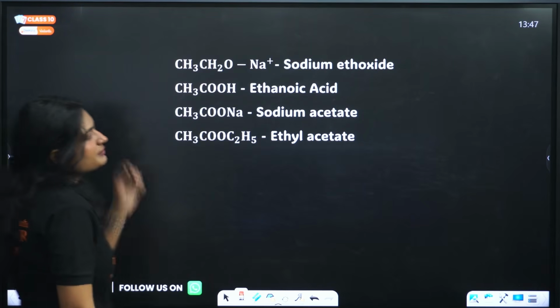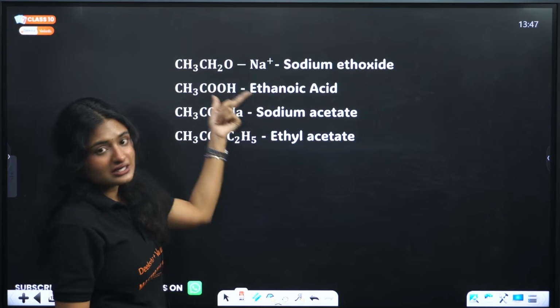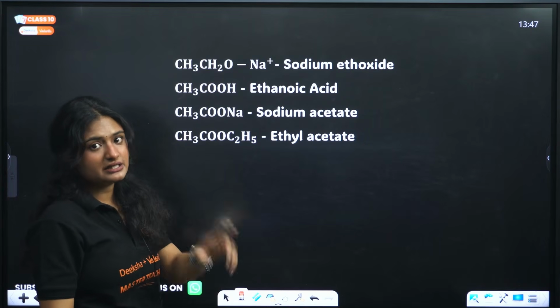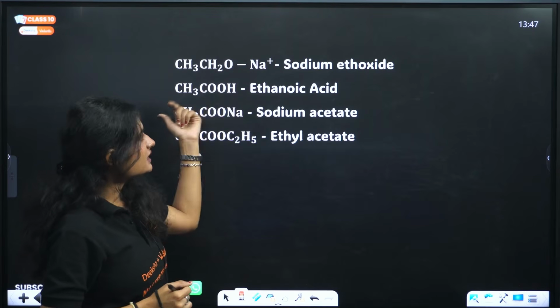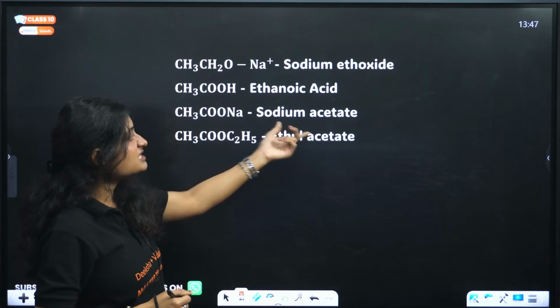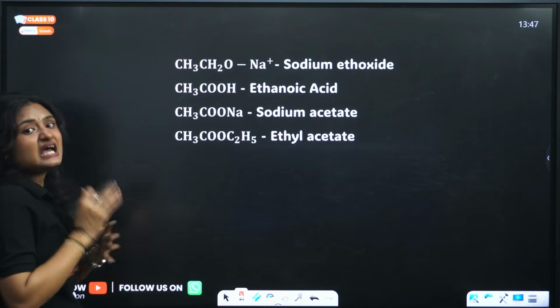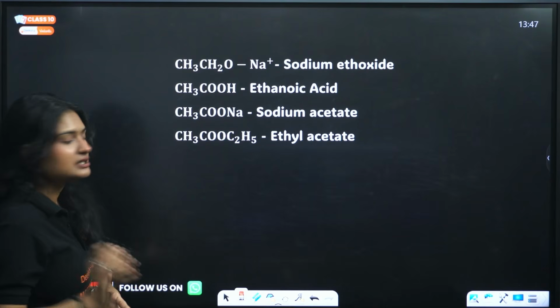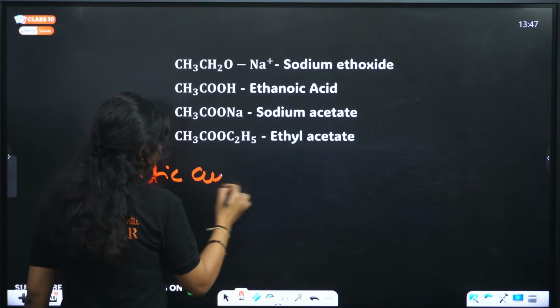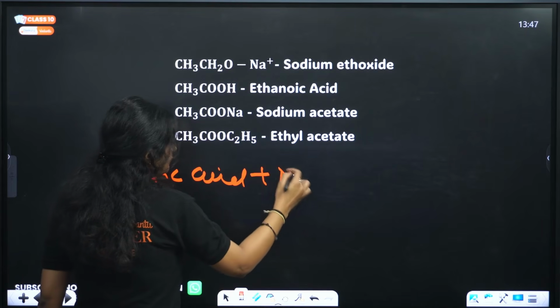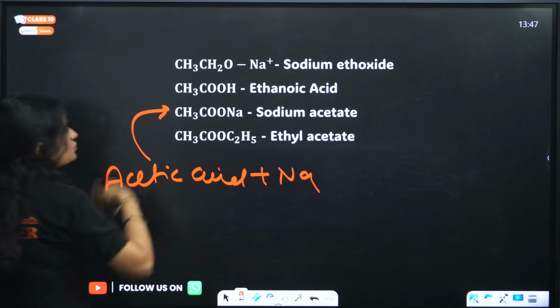Then you have sodium ethoxide. It is formed by the combination of alcohol, which is ethanol, with sodium metal. Reaction of ethanol with sodium metal gives sodium ethoxide. Ethanoic acid, again acetic acid. Sodium acetate is formed by the combination of acetic acid with sodium metal, and you get sodium acetate.